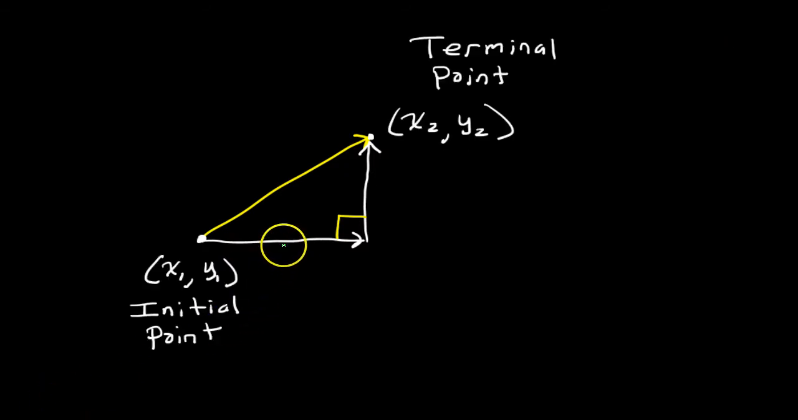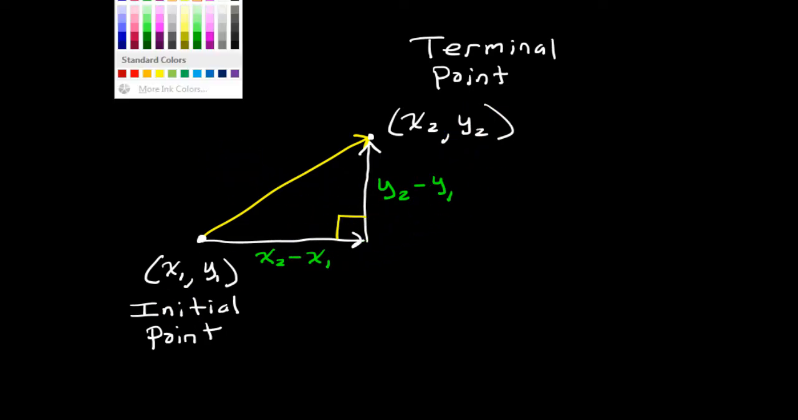Now, what if instead of being given the horizontal component and the vertical component, we are given the coordinates of the initial point and the coordinates of the terminal point? We could figure out the horizontal component by subtracting the x's. So the horizontal component would just be x2 minus x1. That would be the length of this side of the triangle. The vertical component would be y2 minus y1. We could just subtract the y values.